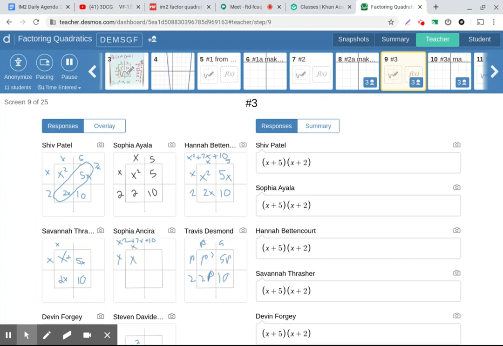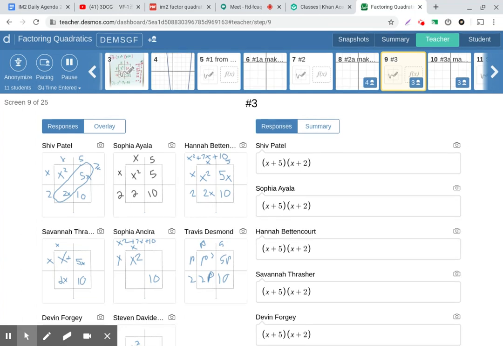Actually, I'll give you guys double points for this assignment if you put the x-intercepts on the right side of your answers. Okay, you can start with number 3. So if this is a 20-point assignment, I'll give you 40 points.